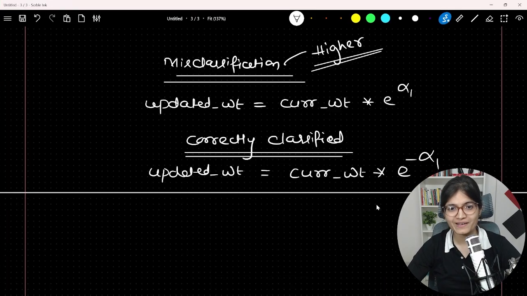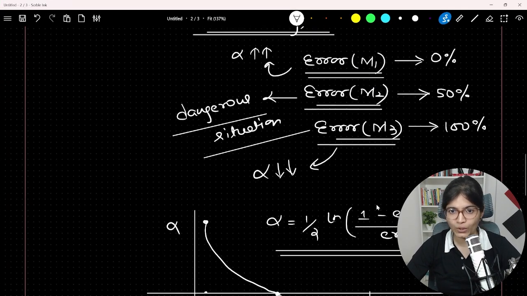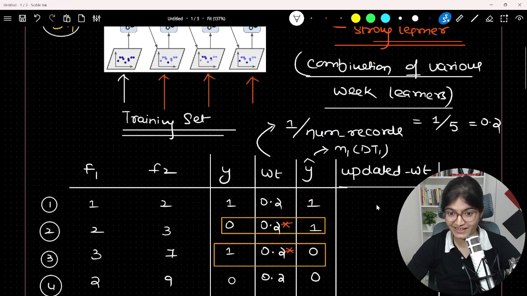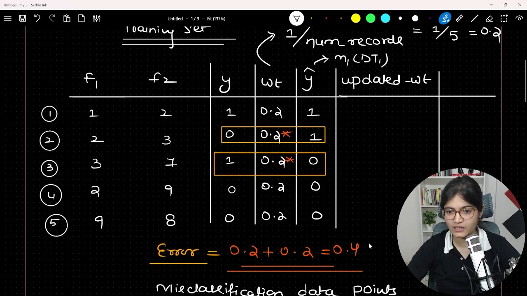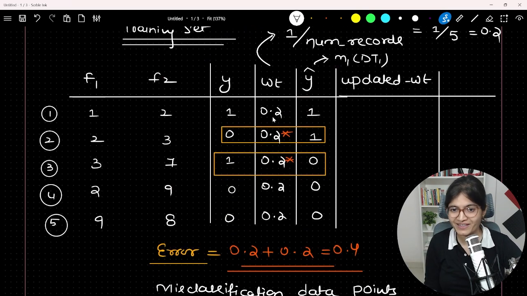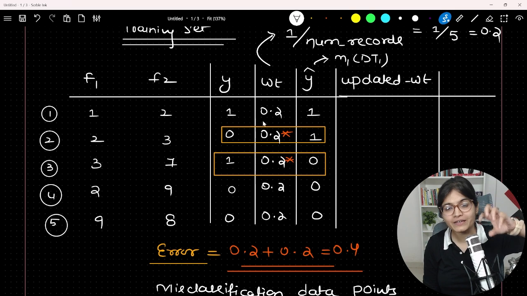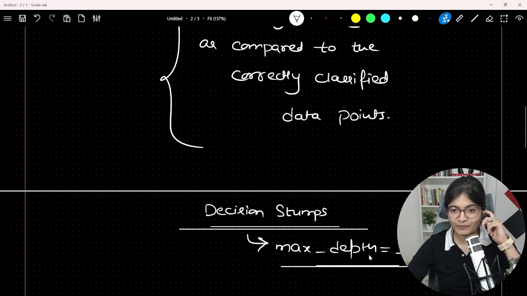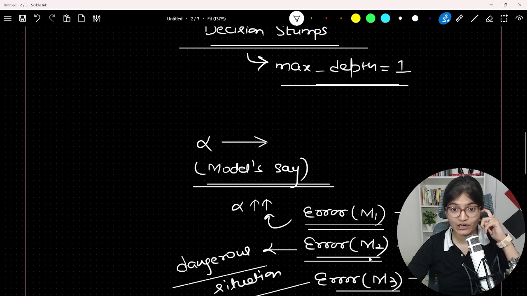So this is how basically the weight update will happen. Now, in our case, our error in this example is 0.4. Just now we have evaluated it because two misclassifications happened. Error is nothing but the addition of the current weights that we have, which is 0.2 plus 0.2, which is 0.4. Now, what we will do is we will try to evaluate the value of alpha 1.